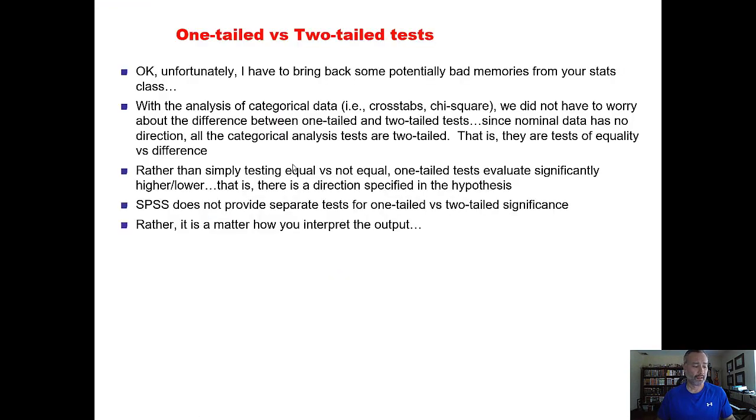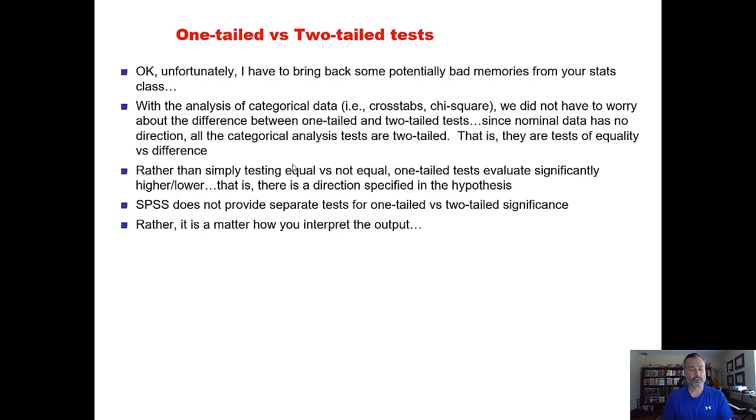Now, unfortunately, there can be more to the one sample t-test. For the way that I had asked the question, that was it. We were done. Unfortunately, as I say here in the PowerPoint deck, I might have to bring back some potentially bad memories from your stats class. So when we were looking at the chi-square test and the analysis of categorical data, there was no direction because specifically if you're dealing with nominal variables, you can't say higher or lower, right? They're just distributions across the categories. And so either the distributions were significantly different or not.